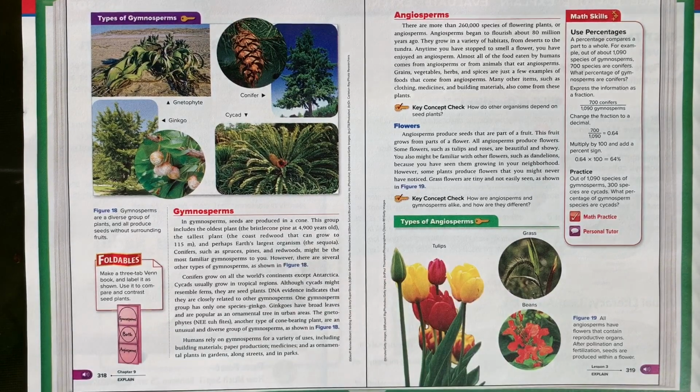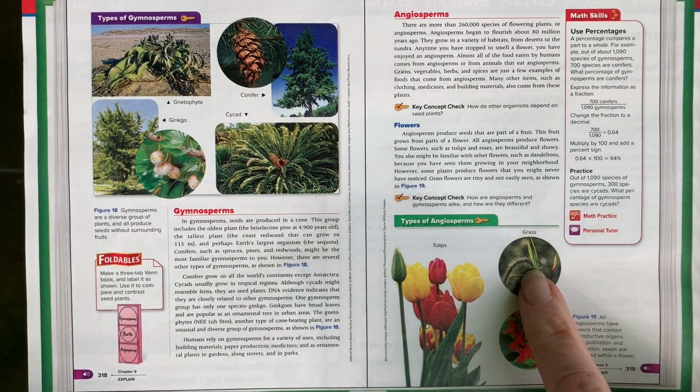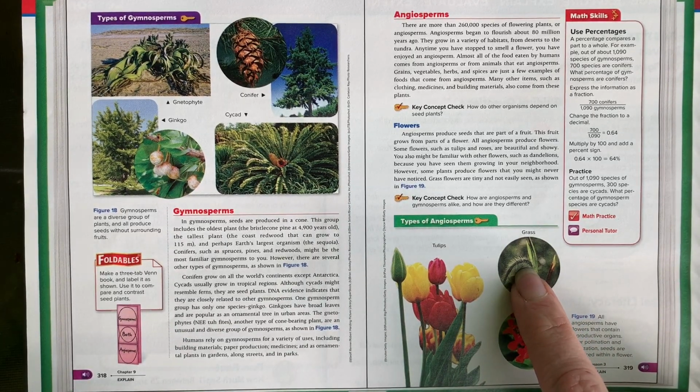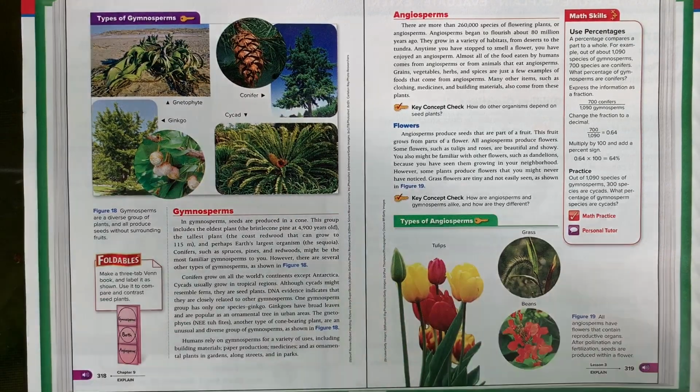All angiosperms produce flowers, and some of these flowers are very, very beautiful and showy, and they're very attractive, which is good because it attracts pollinators. Then there are other angiosperms, for example, grass, where the seeds are produced by itty bitty little flowers that you probably wouldn't notice unless you actually took the time to look at a flowering grass leaf.